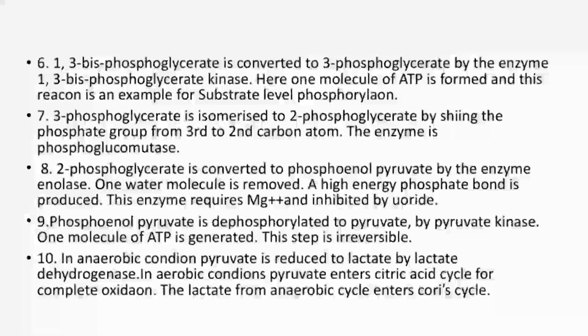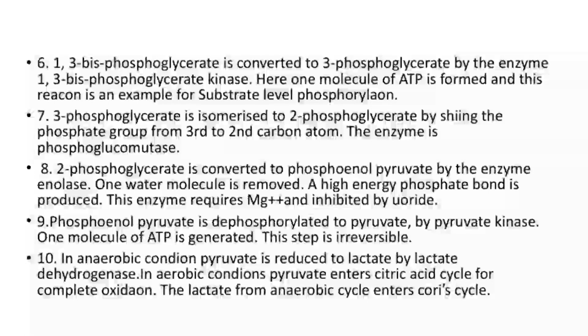Now let's look at what happens next in glycolysis. First, 1,3-bisphosphoglycerate is converted into 3-phosphoglycerate. This reaction is catalyzed by the enzyme 1,3-bisphosphoglycerate kinase. An important point here is that this process actually produces ATP directly through what's called substrate-level phosphorylation. So essentially, we're generating energy right at this step.